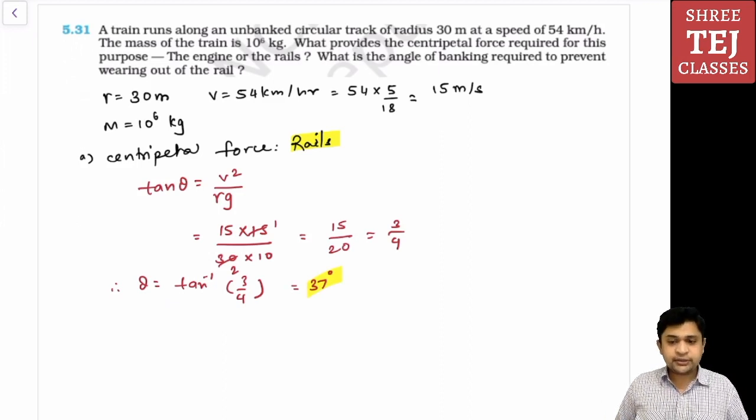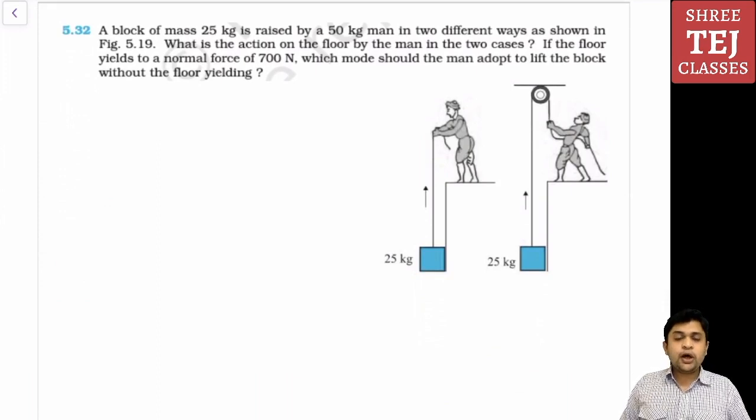Let us move to the next question. Question 5.32. A block of mass 25 kg is raised by a 50 kg man in two different ways as shown in the figure. What is the action on the floor by the man in the two cases? If the floor yields to a normal force of 700 Newton, which mode should the man adopt to lift the block without the floor yielding? So we have to find the normal force being applied by the floor onto the man, and if that exceeds 700 Newton, then the floor will yield and it will collapse.